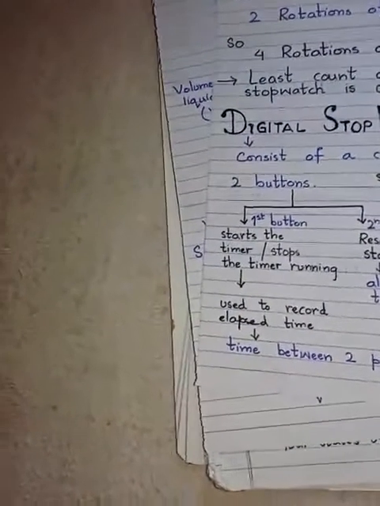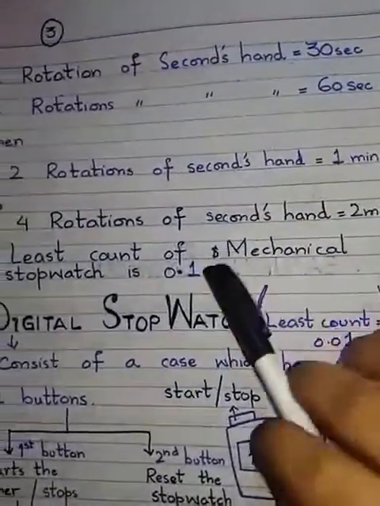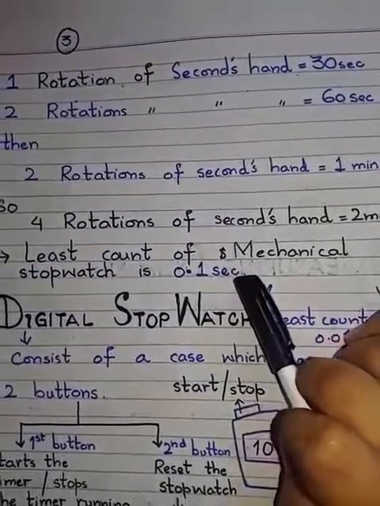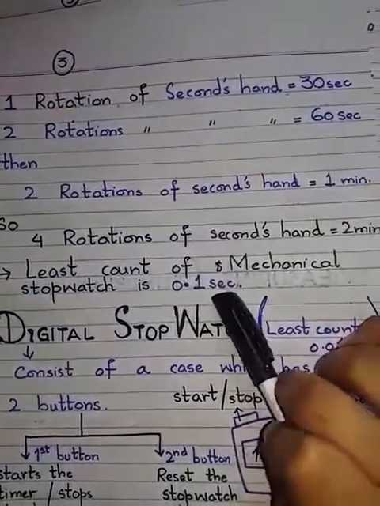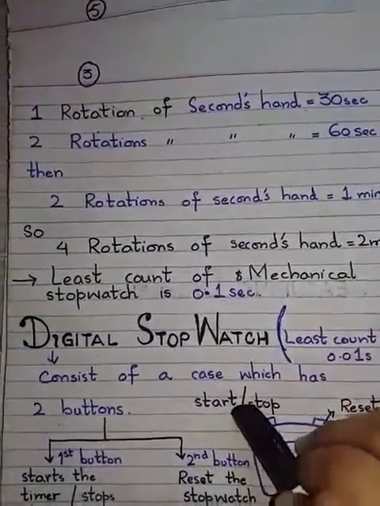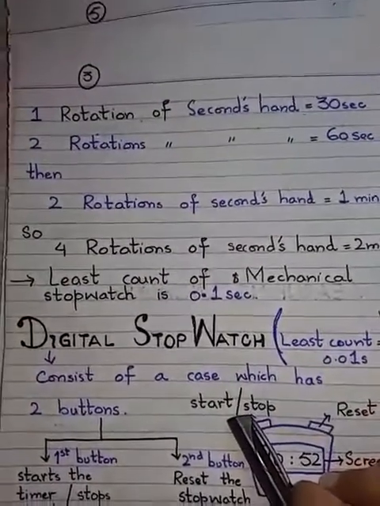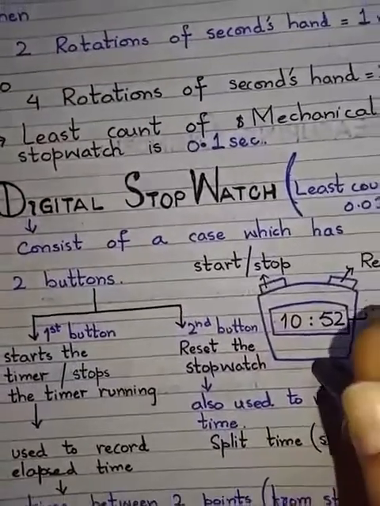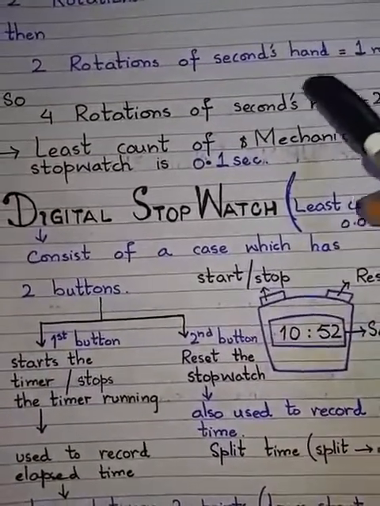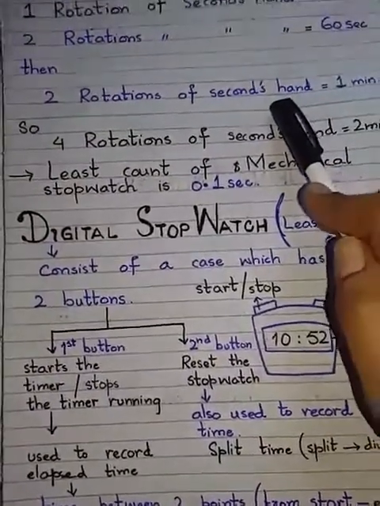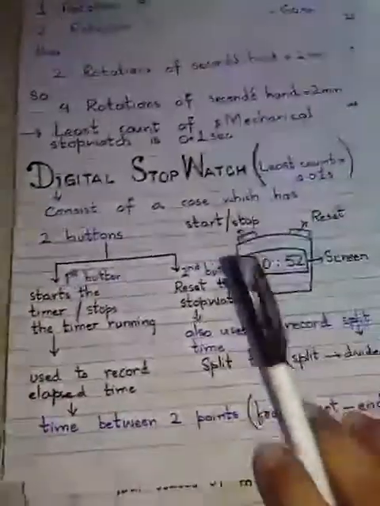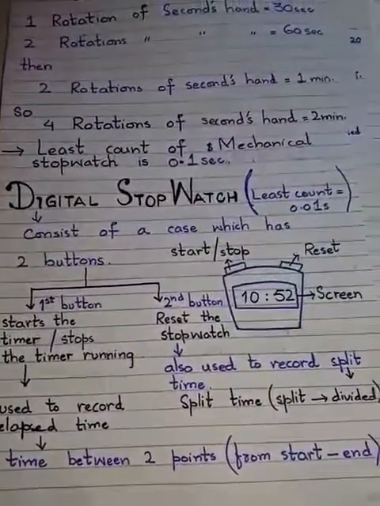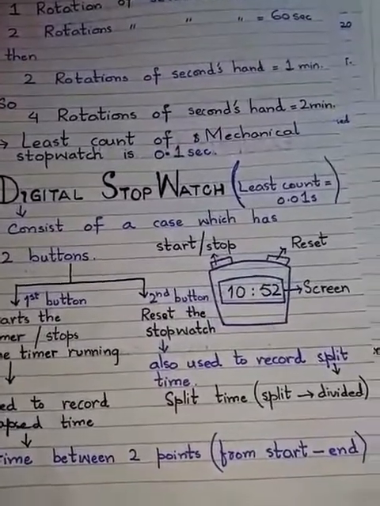And girls, what is the least count of a mechanical stopwatch? It is equal to 0.1 second. Nowadays, girls, the digital stopwatch is more commonly used. Why? Because the accuracy of a digital stopwatch is greater compared to the mechanical stopwatch. Another type of stopwatch is known as the digital stopwatch.